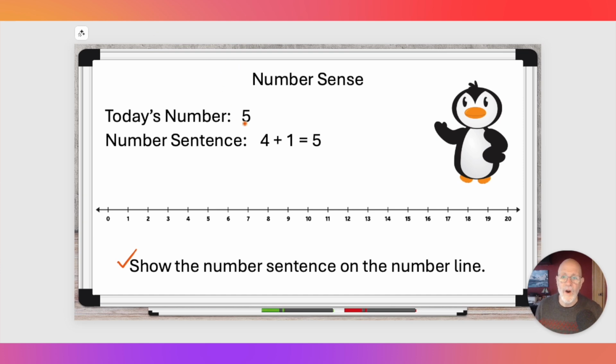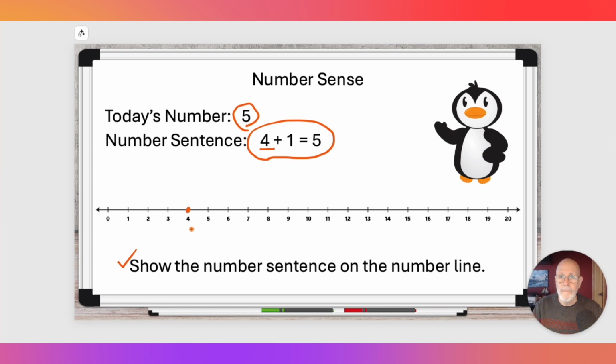First of all, let's look at what we've got. We've got our number for today. Our number for today is 5. Next, we have our number sentence. Our number sentence is 4 plus 1 equals 5. And finally, we have our directions for our problem. Show the number sentence on the number line. So in order to show an addition sentence on the number line, we're going to look at the first addend in the addition sentence. The first addend is the number 4. We're going to find the number 4 on our number line, and we're going to put a dot on it.